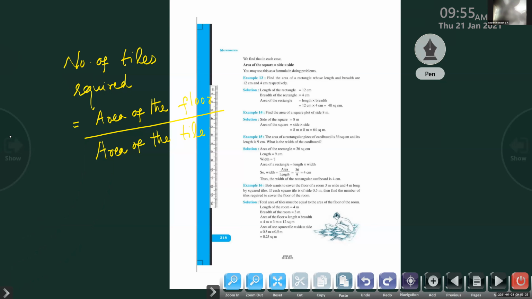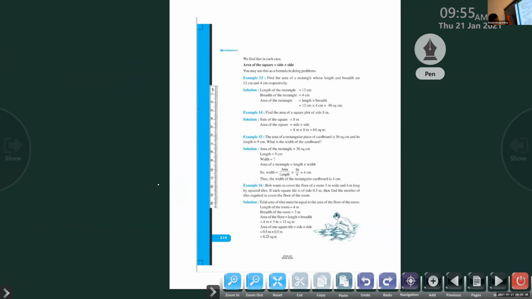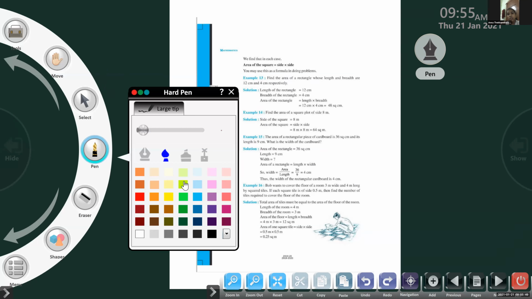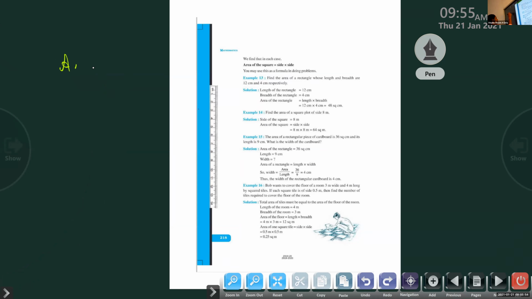Okay? Now, did you write it? Shall I erase it? Yes, ma'am. Now we are going to find out the area of the floor first. Can you see the board? Can you see the writing? Shall I write with some light colors? Yes, light color I'll use. Area of the floor. We are going to find out the area of the floor. So length of the floor. Length, how much?